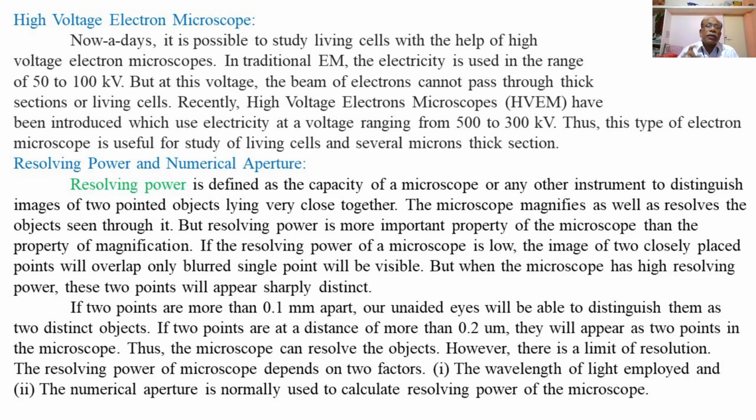If two points are more than 0.1 millimeter apart, our unaided eyes will be able to distinguish them as two distinct objects.